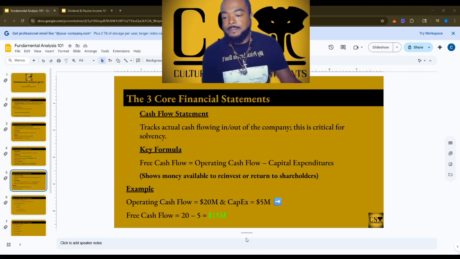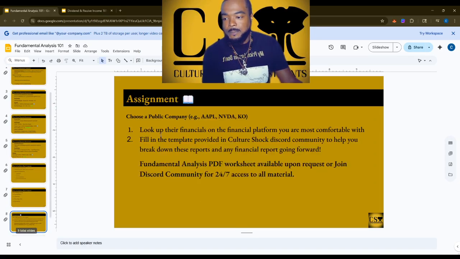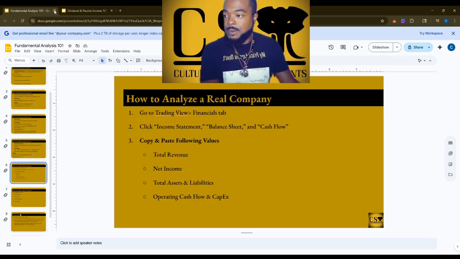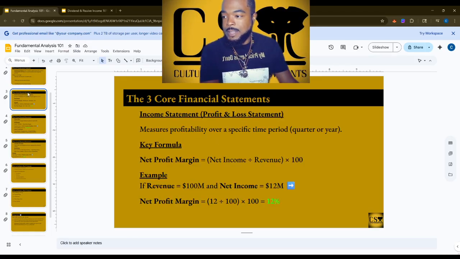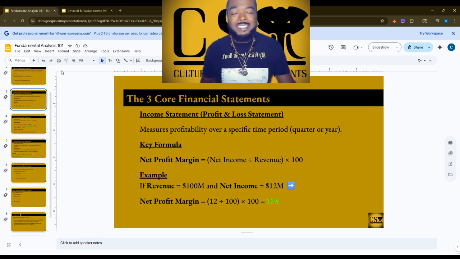All right. So those are your three core financial statements. And we're going to move on after you do that. That's part of your fundamental analysis. And as a beginner, that's really what I want you to lock in and focus on: those financial statements.